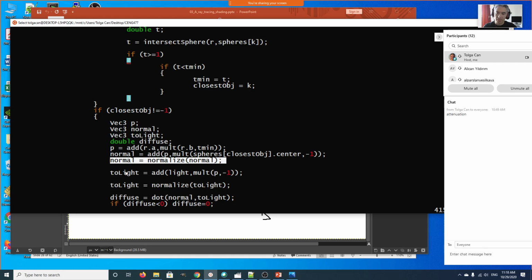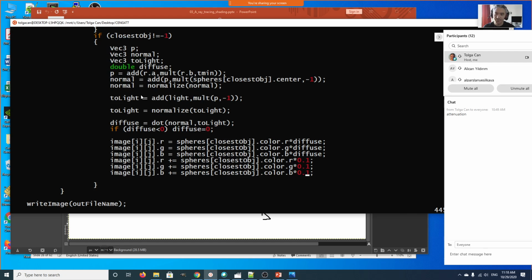And this is the to-light vector. The same thing I do: I have the light position, and I simply say that light position minus P becomes my to-light vector. I normalize that too, so they both become unit vectors. Then I simply take the dot product of the two vectors, which gives me the cosine alpha. So this diffuse component you see here, this diffuse variable, is nothing but the cosine alpha of these two vectors.